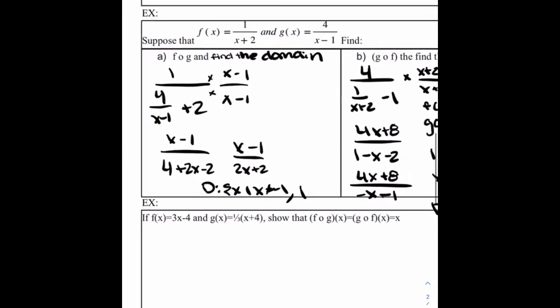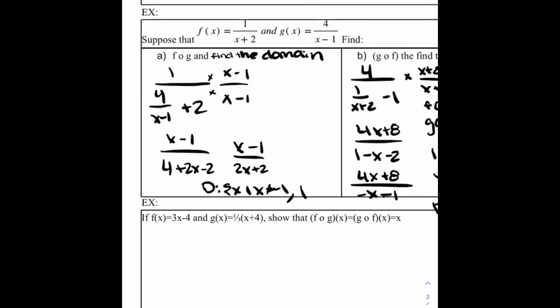All right, for this next problem, we are going to see if f of g of x equals g of f of x, which also equals x. So let's start with f of g of x. So I'm going to plug in g of x into f of x. So 3 times 1/3 x plus 4, minus 4. And that gives me x plus 4 minus 4, which gives me x.